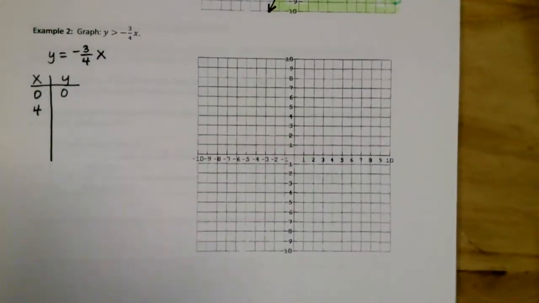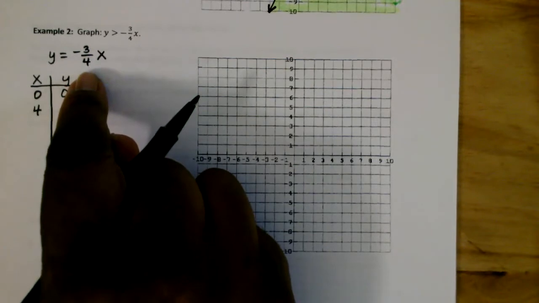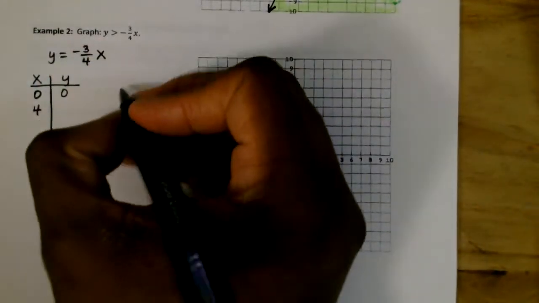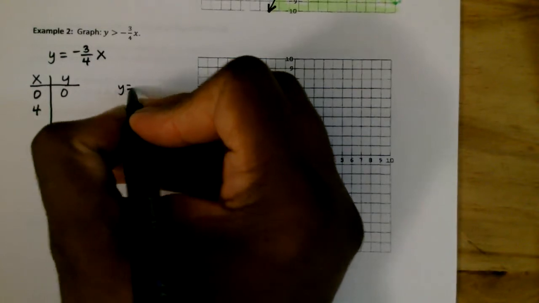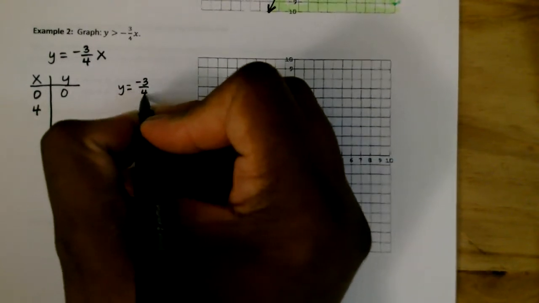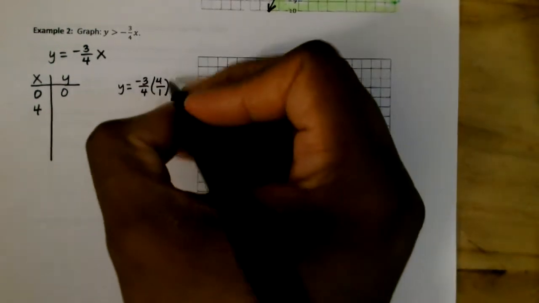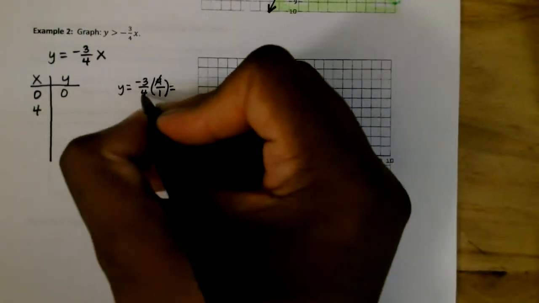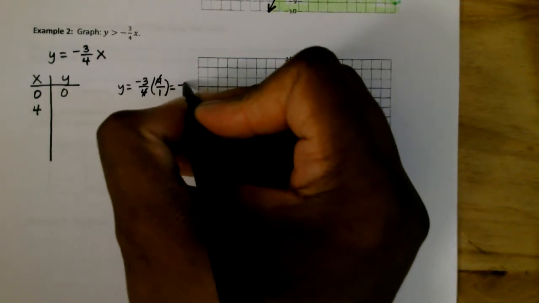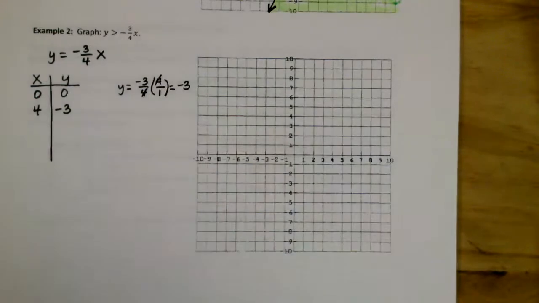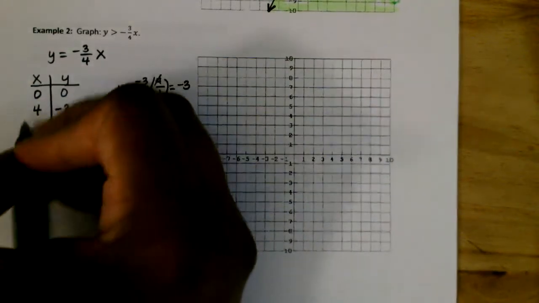Now I'm using 4 because notice my denominator is 4. If I let x equal 4, this is what y would be equal to: negative 3/4 times 4, and that 4 will be 4 over 1. Notice that these 4's divide out. You'll be left with negative 3. So for x equal 4, y is equal to negative 3.